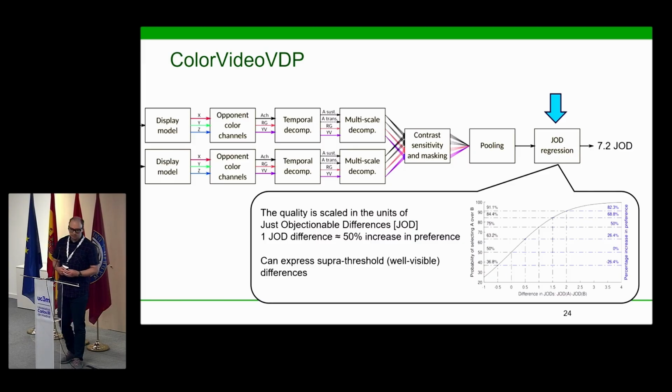Our metric doesn't return quality in arbitrary units. We scale quality in units that we call just objectionable differences. They are similar to JNDs, and they are designed in such a way that one JOD difference gives us 50% preference across the population. So it's nice because it's an interpretable unit that gives you the quality improvement of one algorithm over the other one.